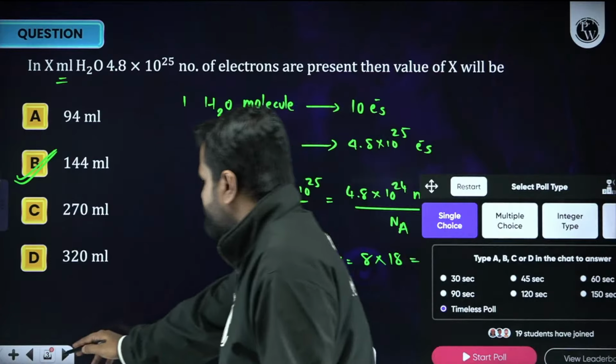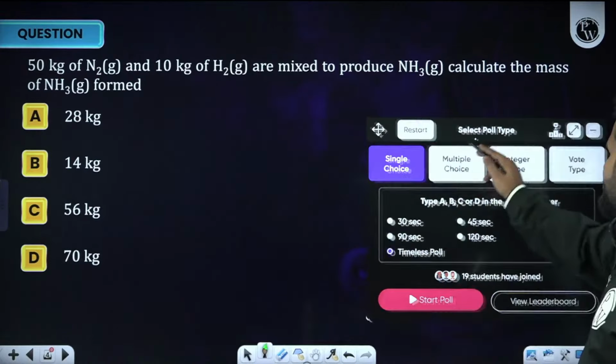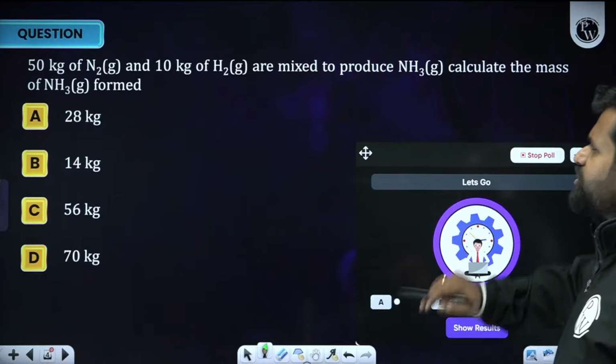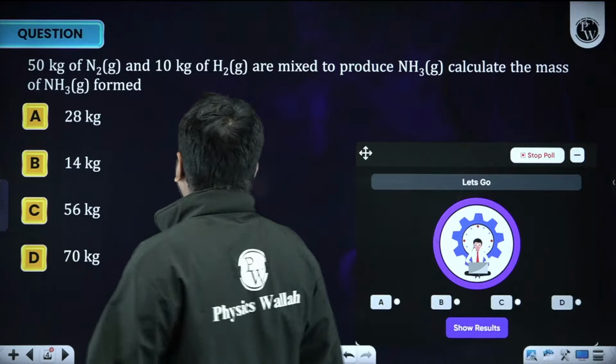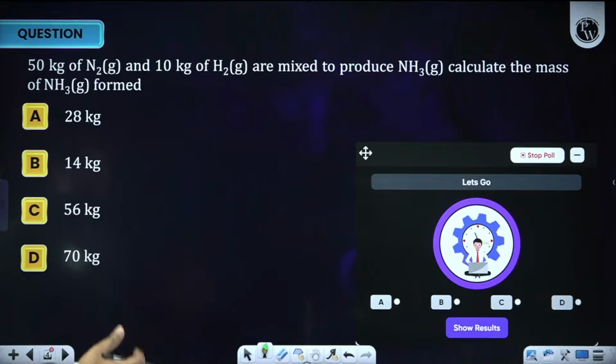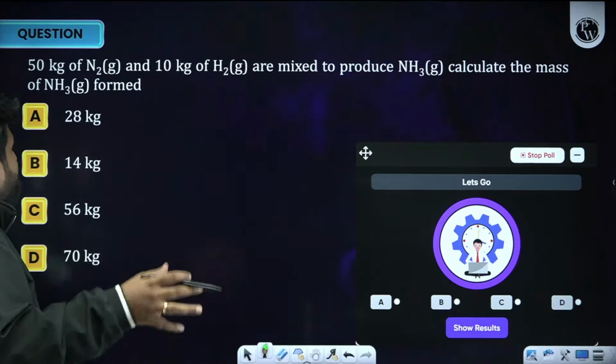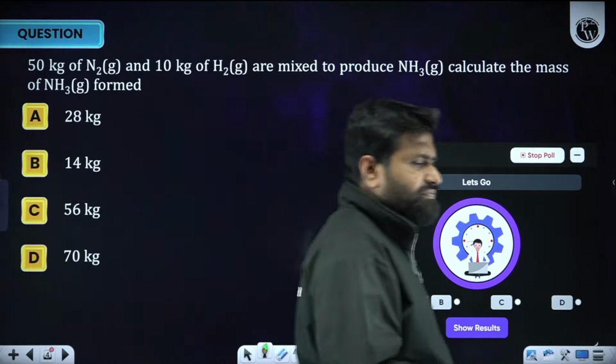Next question. 50 kg of N2 and 10 kg of hydrogen are mixed to produce NH3 gas. Calculate the mass of NH3 formed.